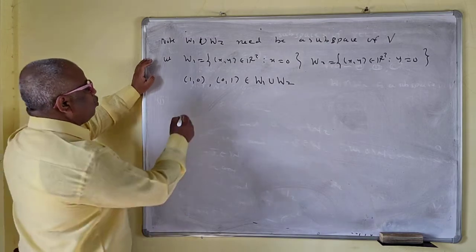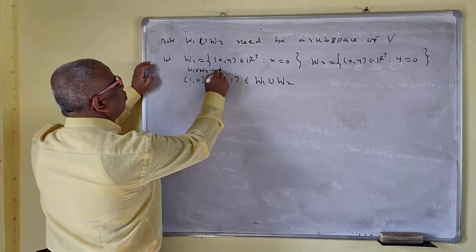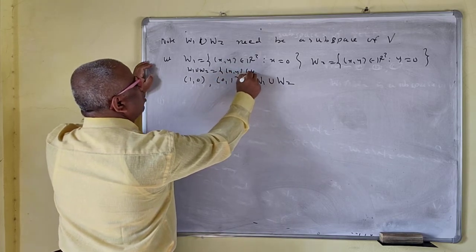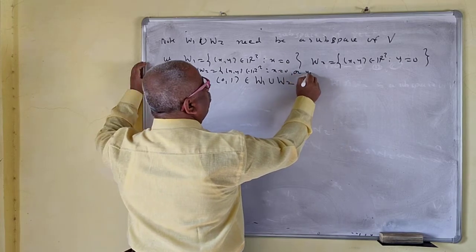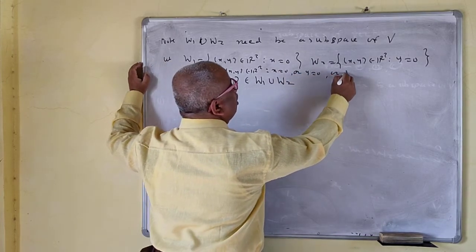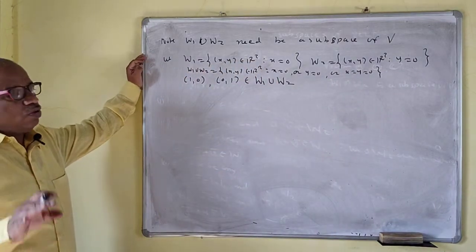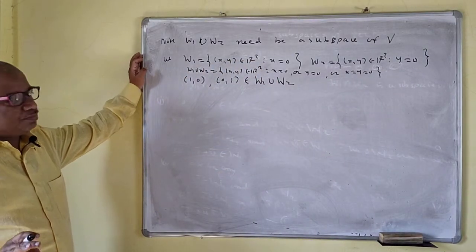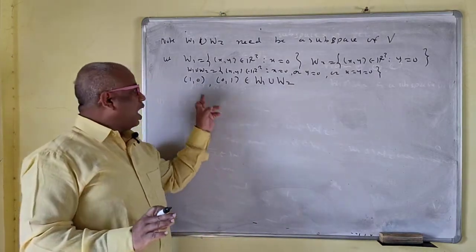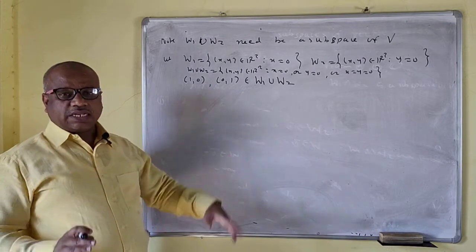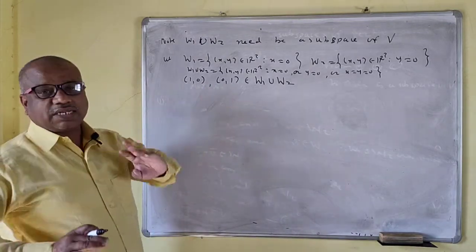So W1 union W2 is, actually we will write first, W1 union W2 is {(x, y) belonging to R2 such that x = 0 or y = 0 or both are 0}. Either x is equal to 0, y is equal to 0 or both are 0. So if at least one coordinate is 0, then that is in the union. So these are the two vectors in the union now.